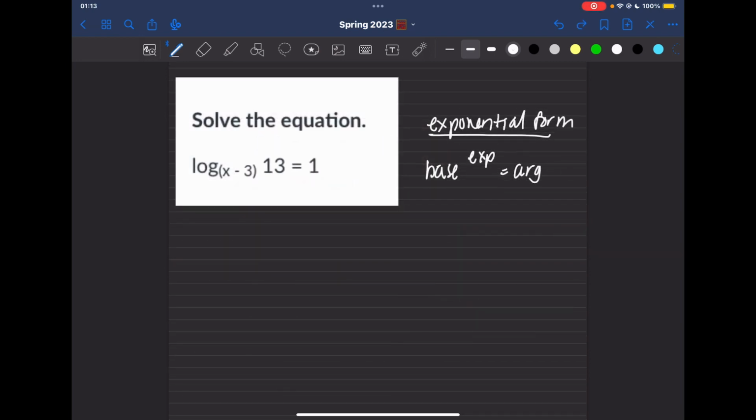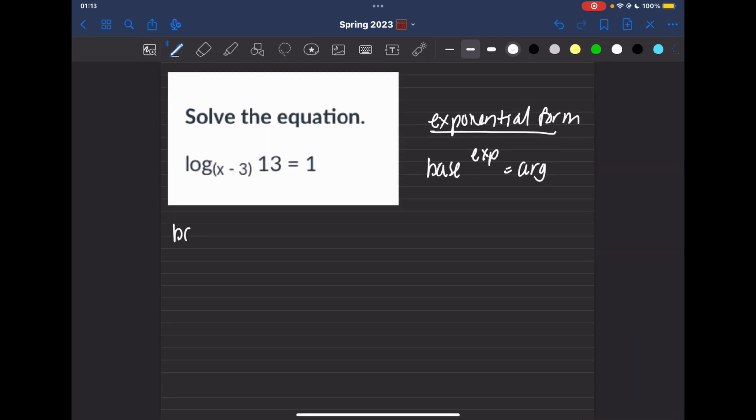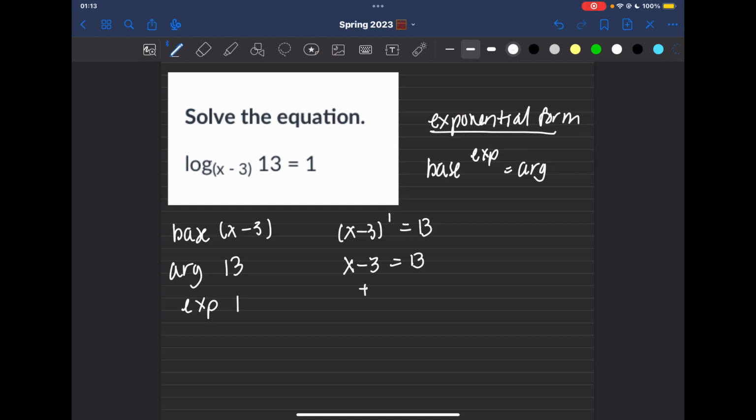Do exponential form. Let's go ahead and simplify it. So I have my base is equal to x minus 3. My argument is going to be 13, and my exponent is going to be 1. So now we have (x − 3)^1 = 13. x − 3 = 13. Add 3 to both sides. x = 16.